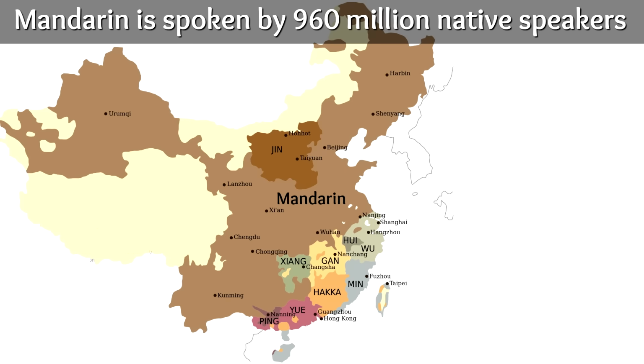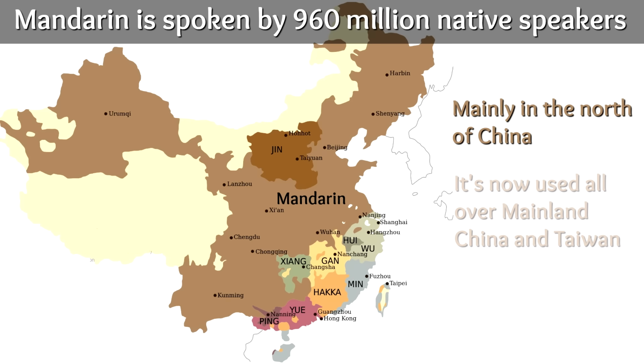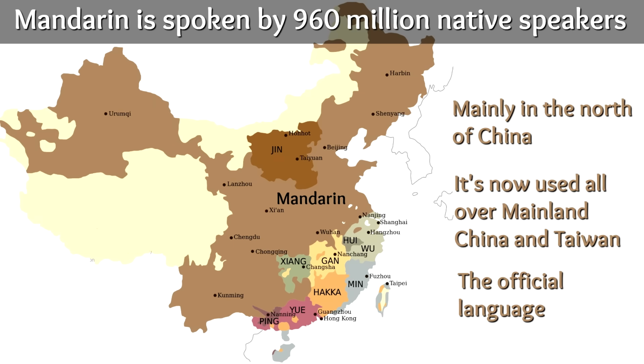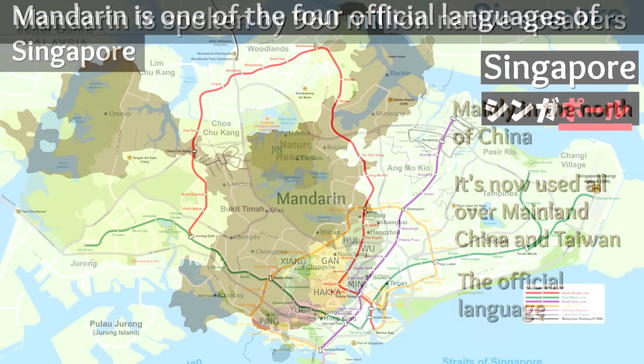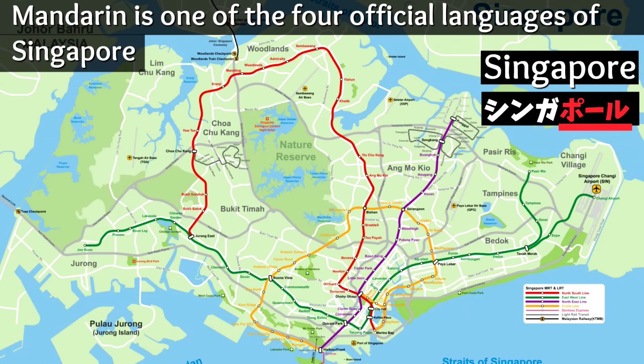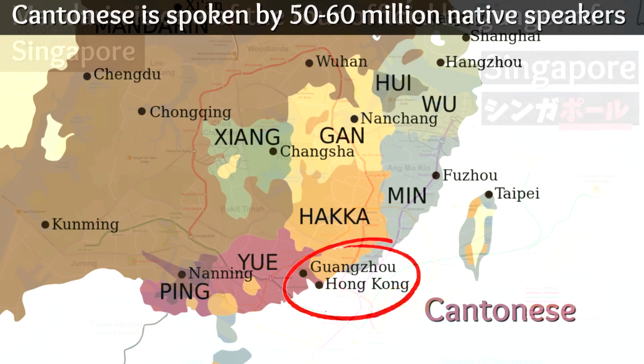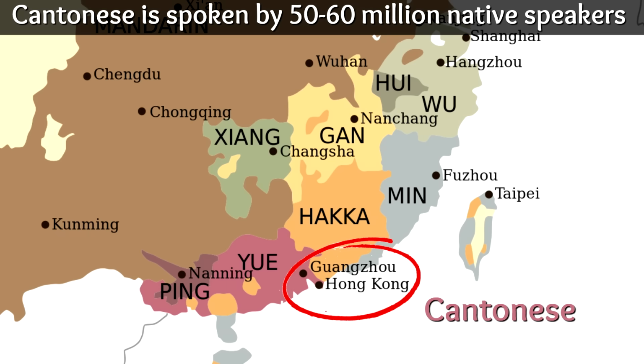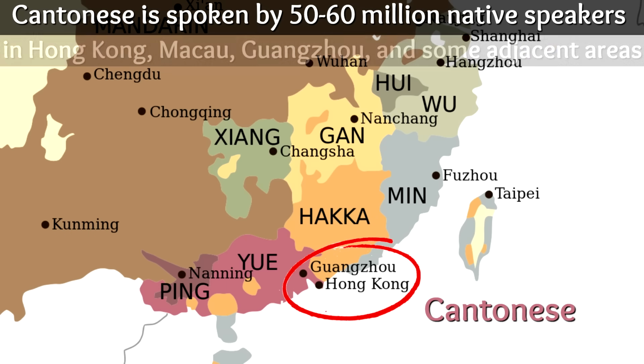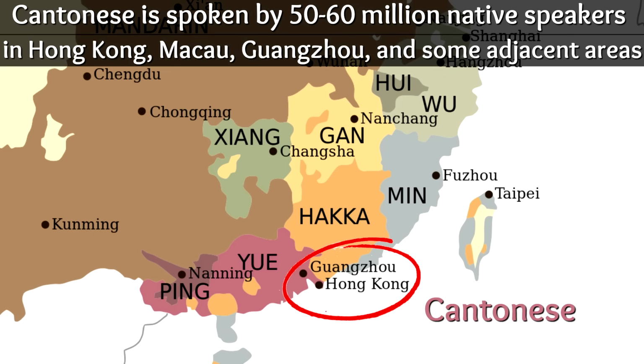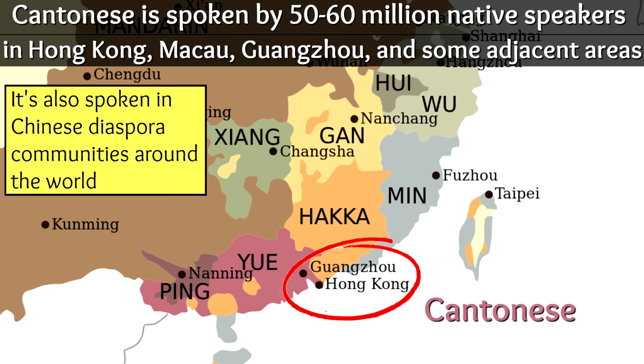Mandarin is spoken by 960 million native speakers, mainly in the north of China, but is now used all over mainland China and Taiwan as the official language of government, media, and education, and it's one of the 4 official languages of Singapore as well. Cantonese, on the other hand, is spoken by 50 to 60 million native speakers in Hong Kong, Macau, Guangzhou, and some adjacent areas, as well as in Chinese diaspora communities around the world. It's part of the wider Yue branch of Chinese.